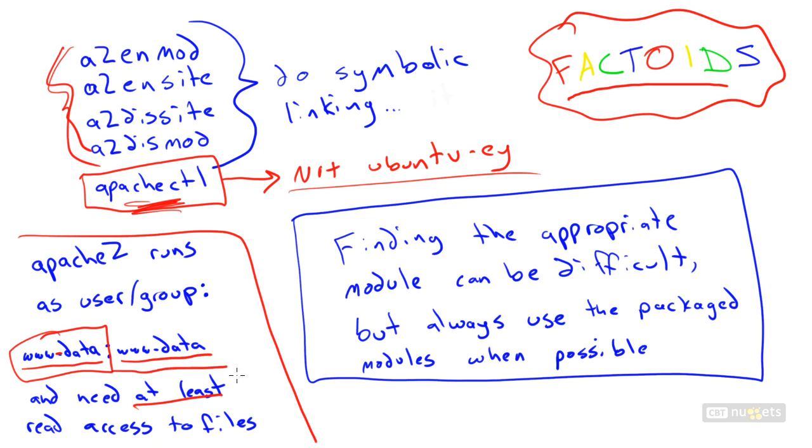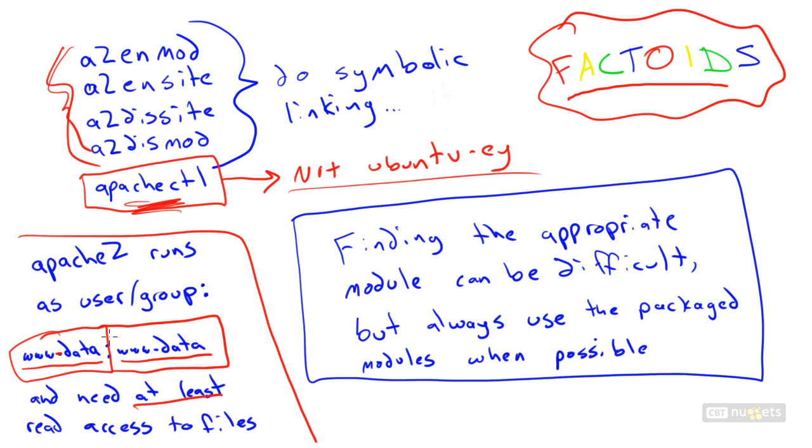This is a Debian and Ubuntu kind of thing. On other systems, it's different. It may be that httpd is the user, but in Ubuntu and also in Debian, www-data is the user and group that Apache runs as. And then I just wanted to mention this.